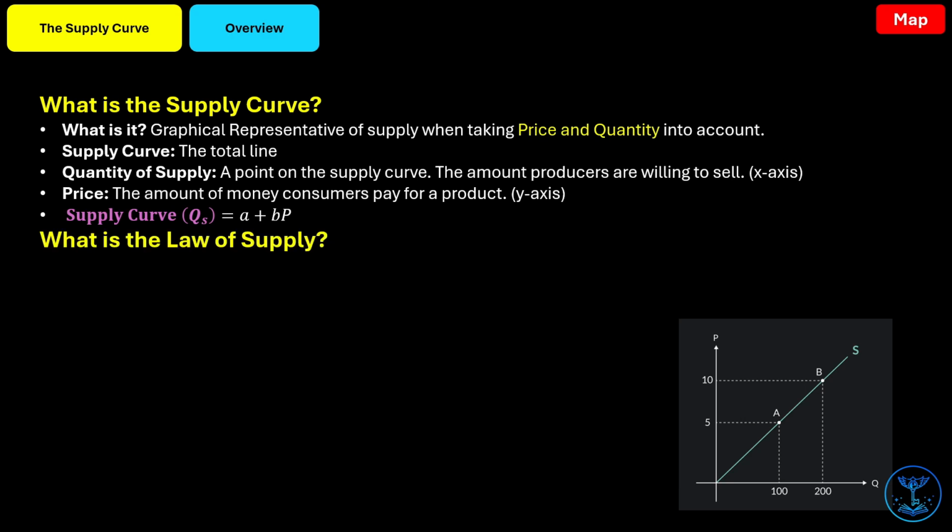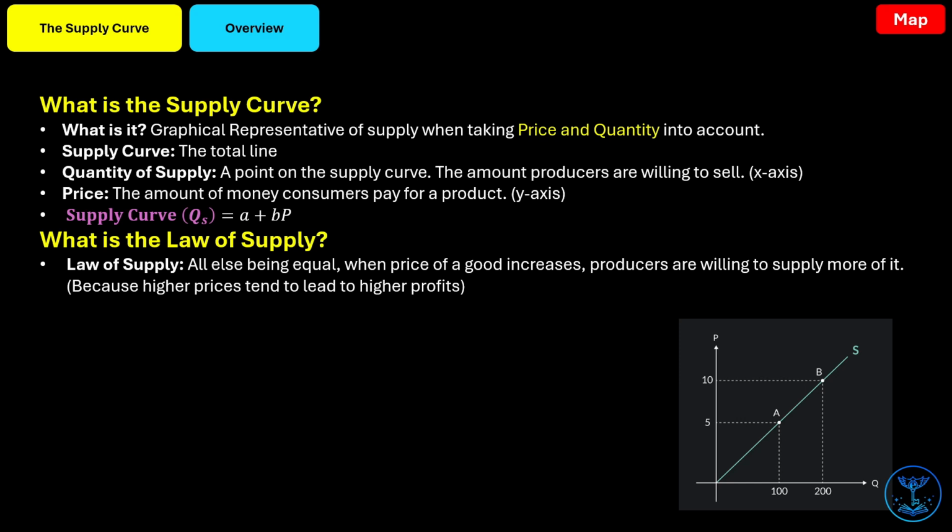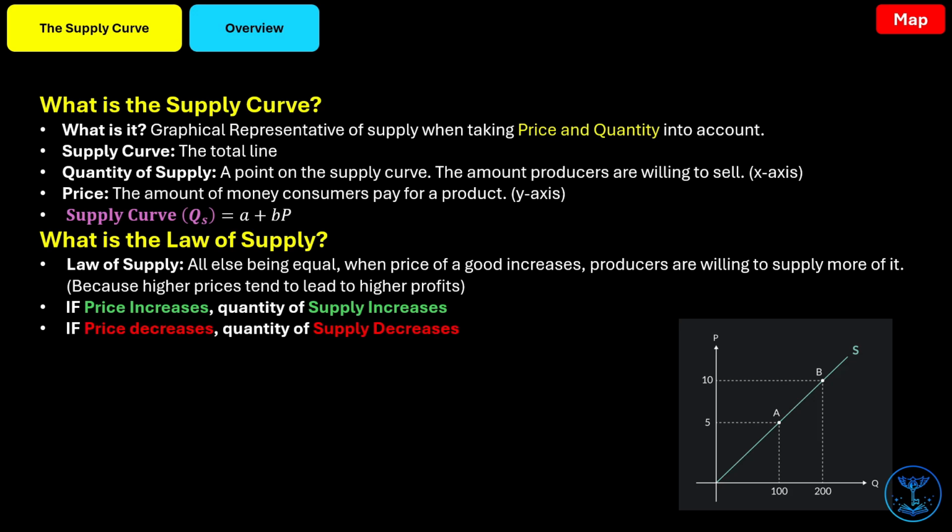So what is the law of supply? The law of supply states that all else being equal, when the price of a good increases, producers are willing to supply more of it because higher prices tend to lead to higher profits. So if prices increase, quantity of supply increases. If prices decrease, then the quantity of supply decreases.